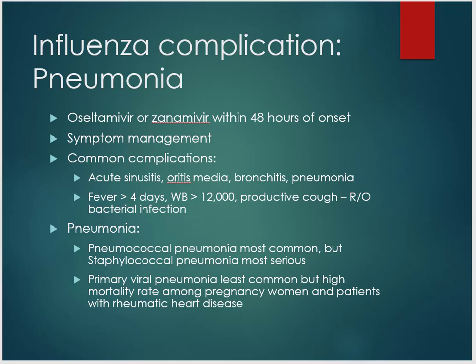Associated with the flu are some secondary infections that may arise, one of those being pneumonia. You can also develop an acute sinusitis, otitis media, and bronchitis. So after the patient has been diagnosed, if fever continues or you've done a white blood cell count that is greater than 12,000 or they have a productive cough, it's important that they get back in touch with you so that you're able to rule out some form of bacterial infection.